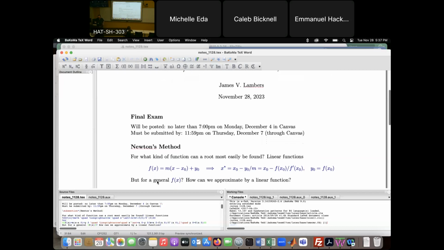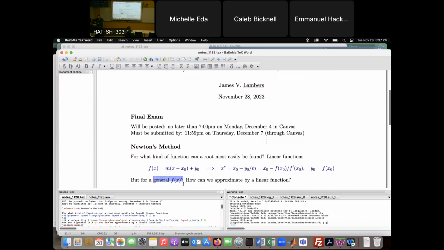If we're trying to find a root of a general function f of x, what we do is we approximate f of x by a linear function and then get the root of that. But the question is, how do we do that? What is the best linear approximation to choose?